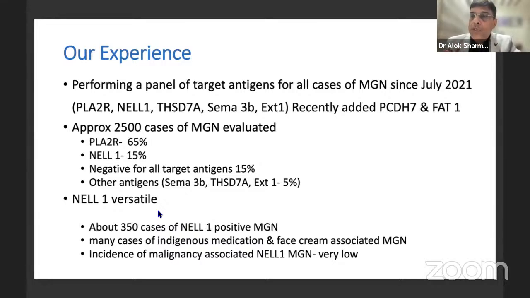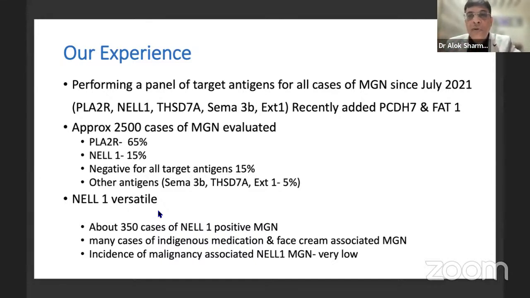And PLA2R, of course, is the most common. So we have around 65% cases of PLA2R positive membranous GN, but a very large number of NELL1. So this is much higher than what the Western literature has reported or seen. So we get around 15% positivity rate for NELL1. 15% are actually negative for all targets. So even after doing these 5, and we've started doing the other 2 very recently, there is a big cohort which we still do not know anything about. And all the other antigens put together are approximately 5%. That includes semaphorin. They're very rare. Thrombospondin, exostosin, and other things.